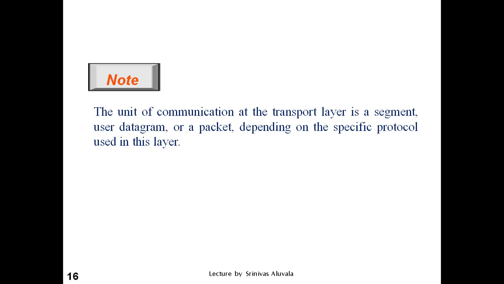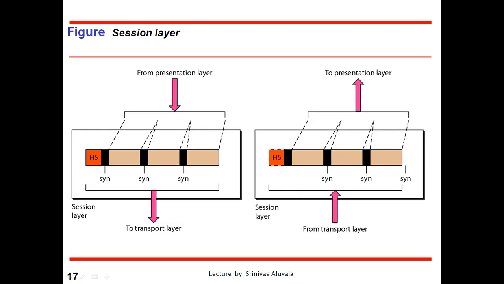The unit of communication at the transport layer is segment. Generally, the units or the data called at each layer are going to be different. The unit of communication at the transport layer is a segment, user datagram, or a packet, depending on the specific protocol used in the layer. Now coming to the session layer.